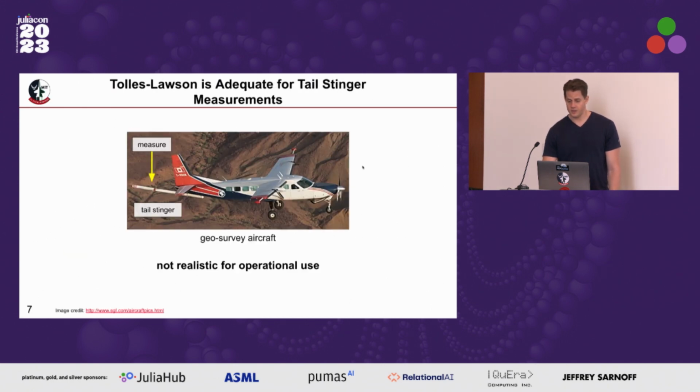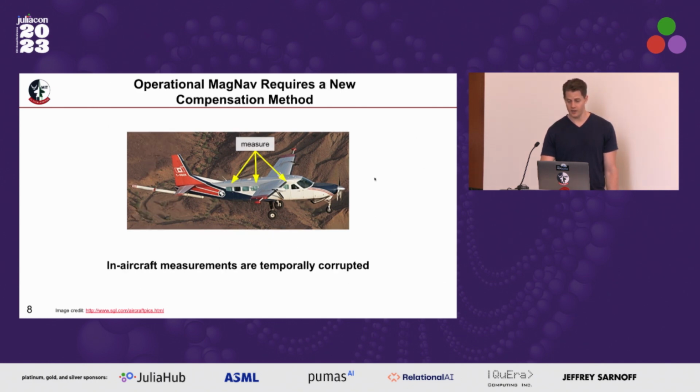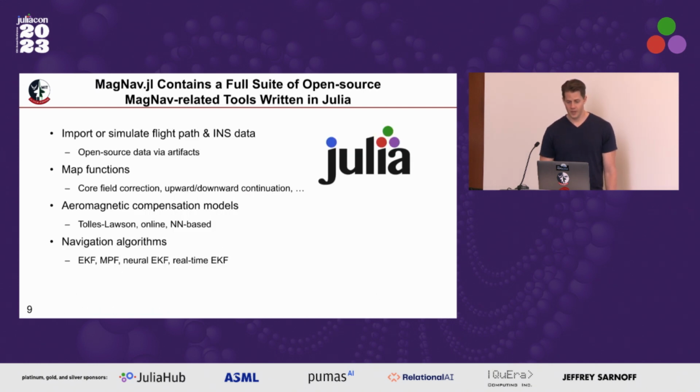And so just to summarize the problem here, this is a geosurvey aircraft. This is how the measurements are currently done by geosurvey companies, and they measure out the back using a tail stinger, they call it, or it's basically a boom. That type of system is not realistic in operation. And so what we want to do is measure somewhere in the aircraft with these temporally corrupted measurements. And so we're doing all this work in a package called MagNav.jl, and this is open source. We'll dive into it a little bit more in the following slides. But at a high level, it has basically 4 different types of areas.